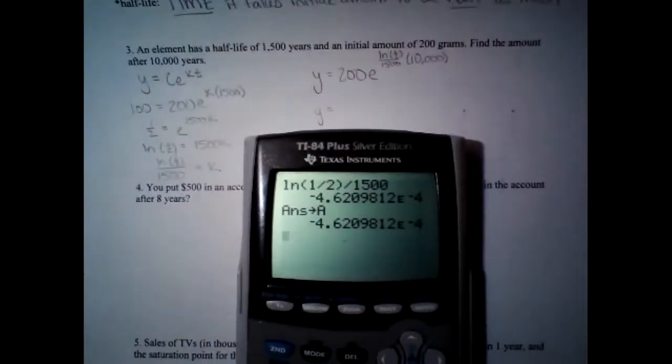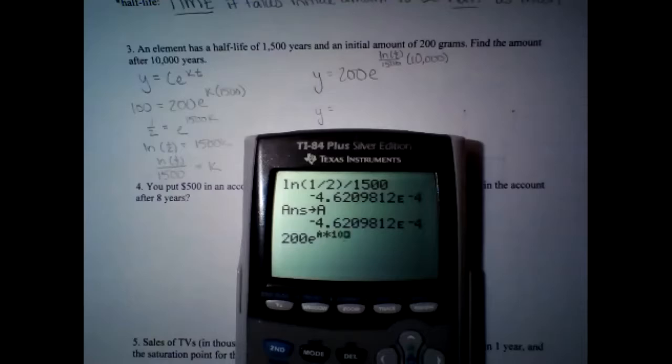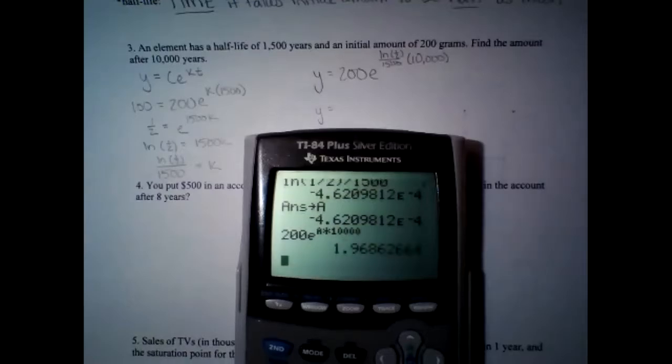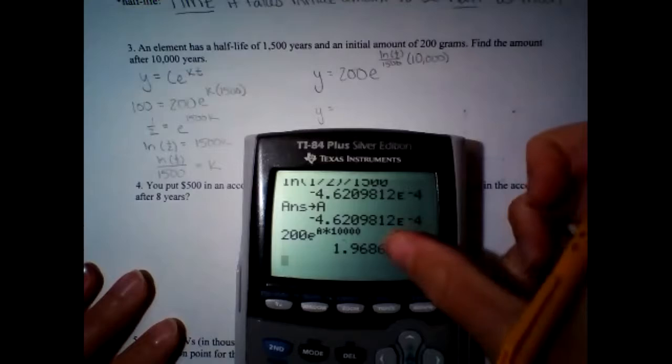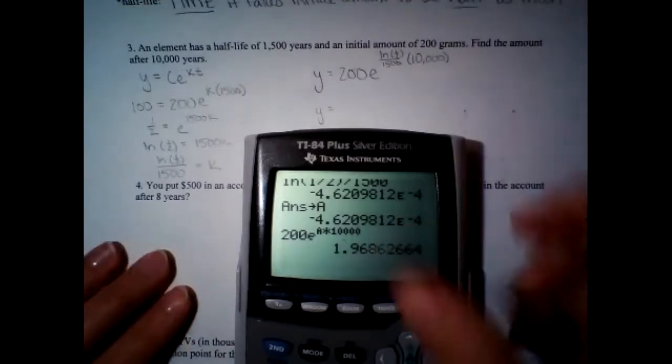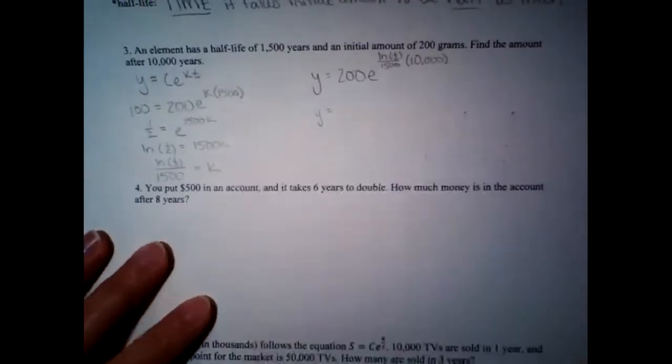All right, so this is going to be 200 e to the power, our rate, which I've stored, so alpha A times 10,000. And so we have left 1.968 grams. Again, just take the first 3 decimal points, 1.968 grams.